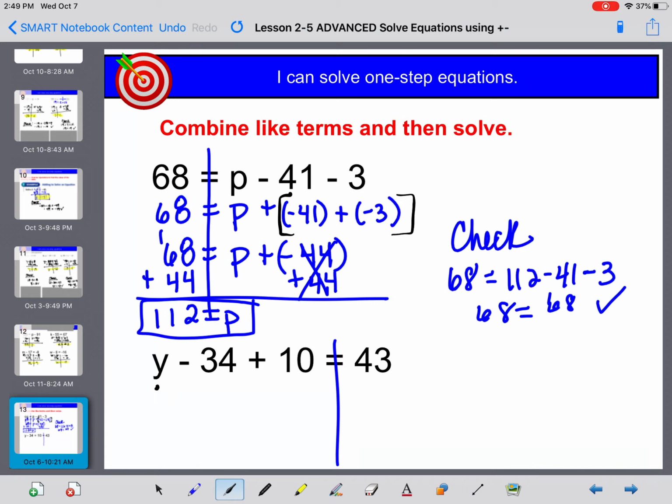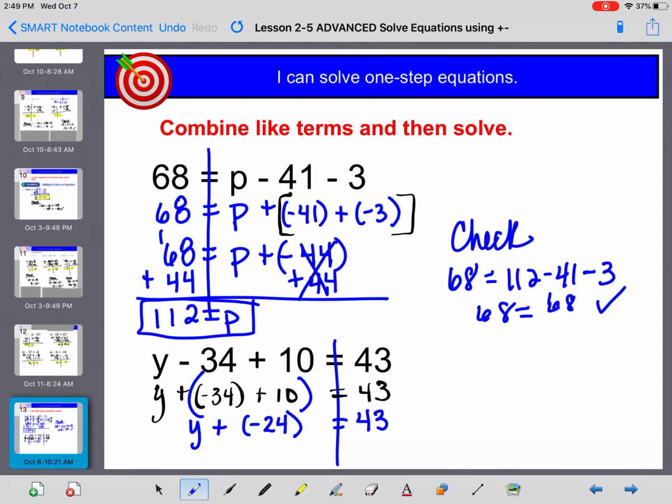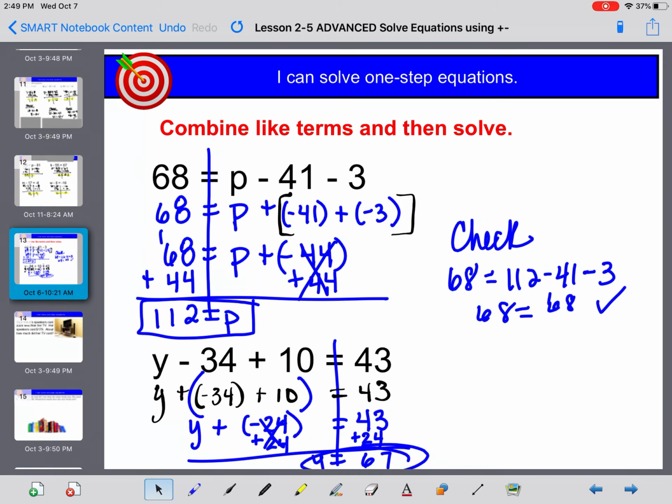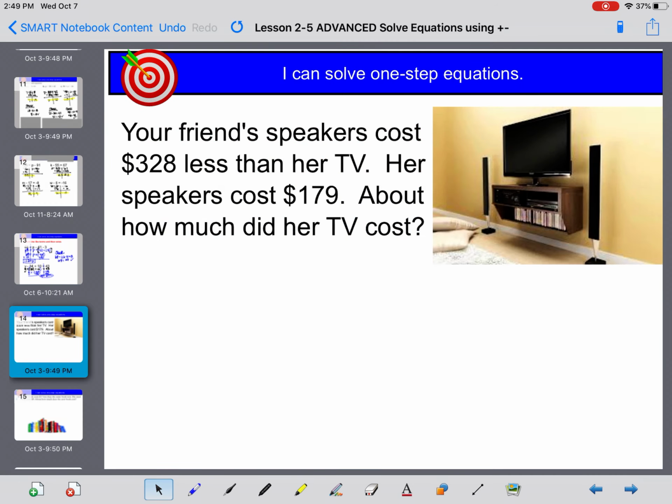This is another example of having some like terms to combine or simplify before we can start solving. Hopefully you noticed that negative 34 and 10 are like terms and can be combined. We can rename that as negative 24. Again, do not combine it with the 43 because the 43 is on the other side of the equal sign and cannot be combined. The inverse of negative 24 is positive 24. So y equals 67. And you can, of course, check that to make sure.